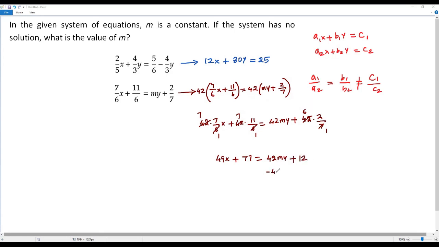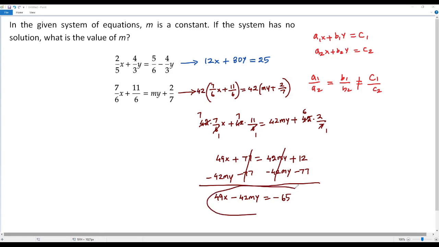Let me subtract 42my from both sides of the equation. And also subtract 77 from both sides of this equation. Then this positive value and negative value will cancel out. The same here, we get 49x and negative 42my on the left side. On the right side, when I combine positive 12 and negative 77, I am getting negative 65.